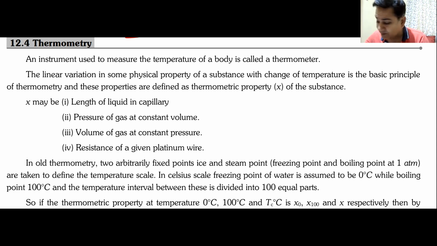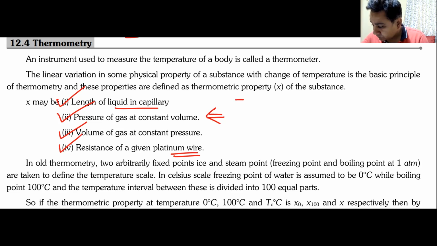So, I summarize it. Length of liquid in a capillary tube, where length basically stands for volume. Pressure of a gas at constant volume, which is known as a constant volume gas thermometer. Third, volume of a gas at constant pressure, which is known as a constant pressure thermometer. Resistance of a platinum wire, which is known as a resistance thermometer.